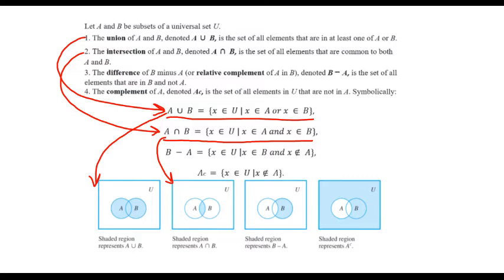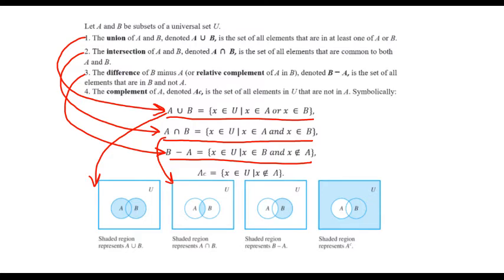The next definition then is the definition of difference of B minus A, or relative complement of A in B. We denote this set by this symbol. Basically, we write B minus A, and this represents the set of all elements that are in B and not in A, correct? So the set of all elements in B that are not in A. So in a symbolic way, we can write it in the form of this equation, where B minus A is a set of all elements X belongs to U, such that X belongs to B and X does not belong to A.